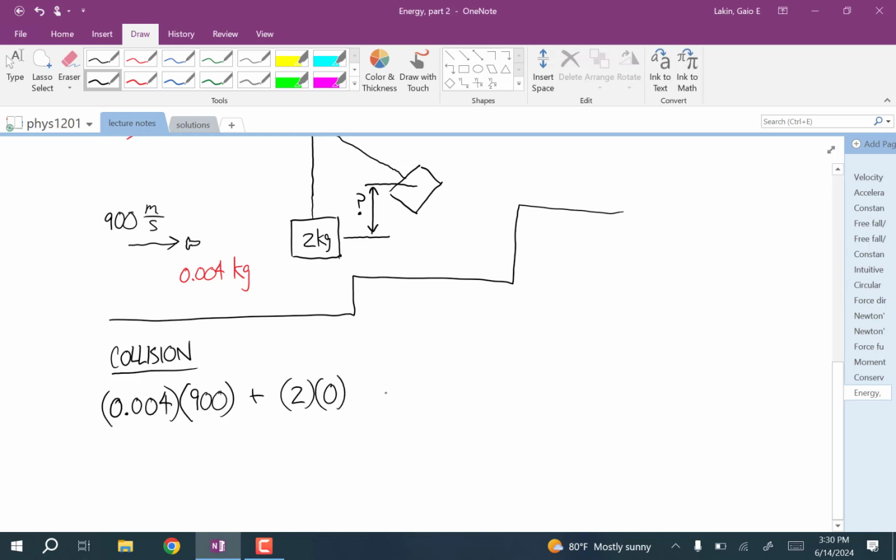After the collision, this is an inelastic collision. The bullet is going to get stuck inside the block, and then at that point they're going to have the same velocity. And so the combined mass of the system is 2.004 kilograms, and we want to calculate this speed v.